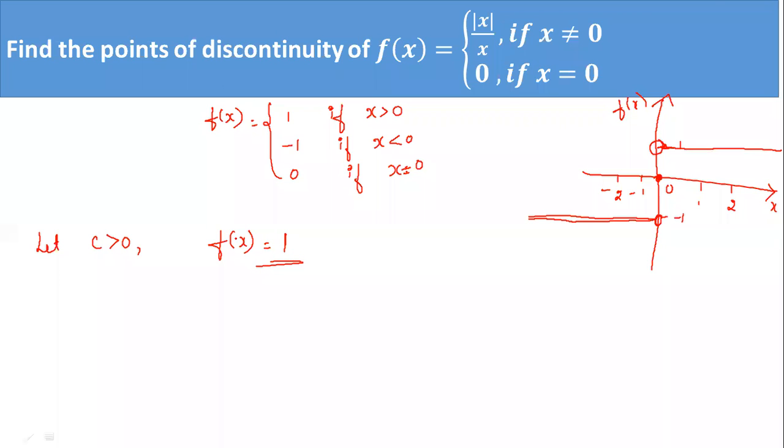What is the function for c greater than 0? Is it a polynomial function? It is a constant function. Correct? In a constant function, the x value does not change. It is a constant function.